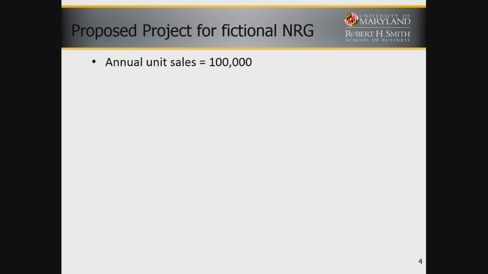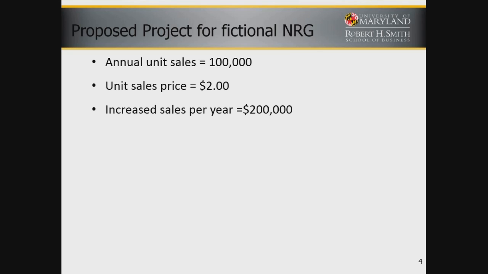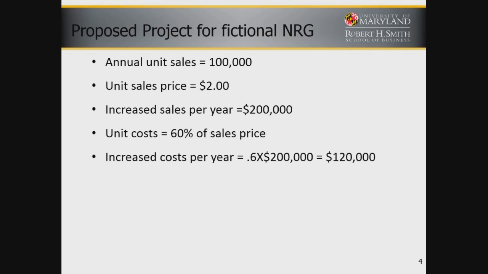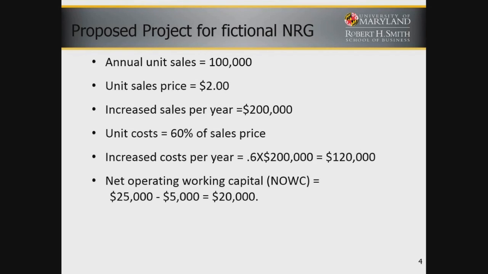We're going to just assume that sales are always 100,000 units at a sales price right now of $2 a unit, and therefore sales are going to go up due to this machine by $200,000 each year. Unit costs are 60% of the sales price, or $120,000 a year, and our net operating working capital, we said, will go up by $20,000. Our tax rate is 40%, project cost of capital 10%. The cash inflows begin at year 1, not year 0, like the textbook has sometimes said for the MACRS. We're not having any relevant revenues, and we're not putting the machine into use until year 1. So a little bit different from the textbook.